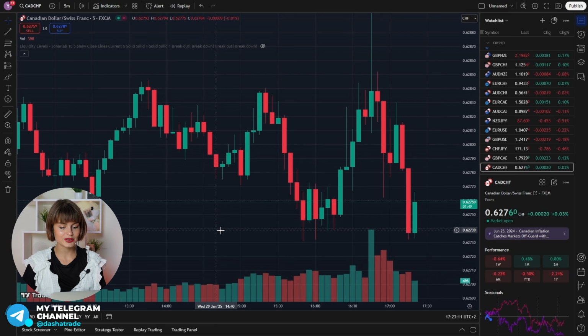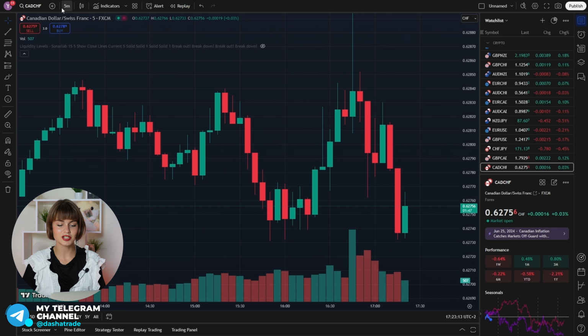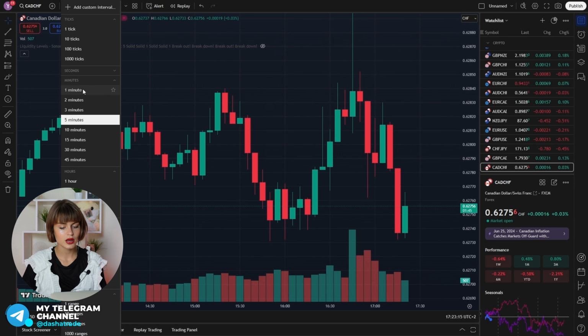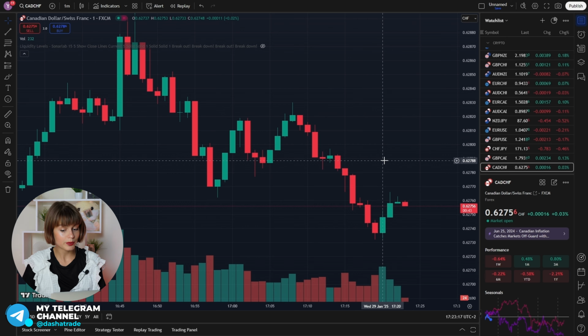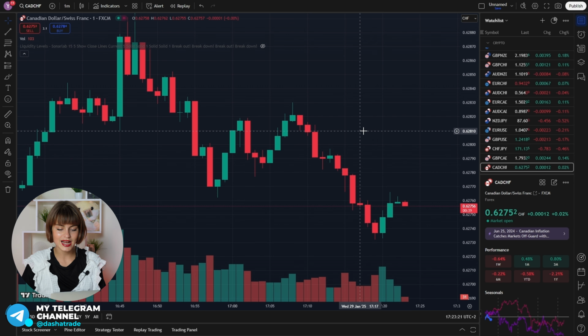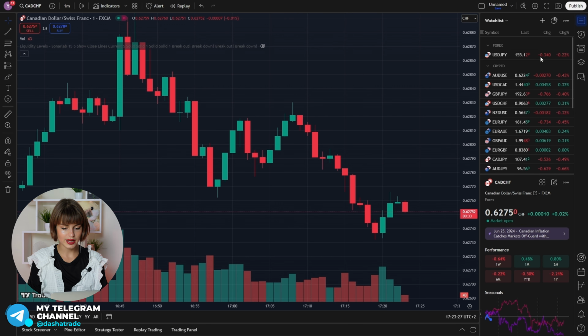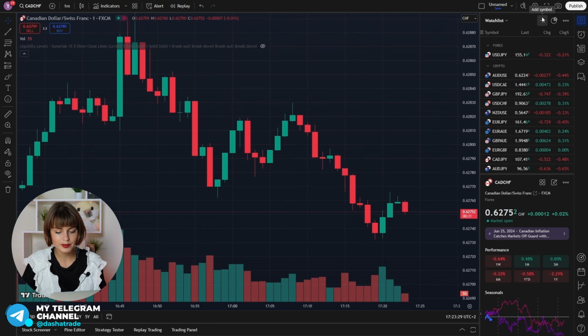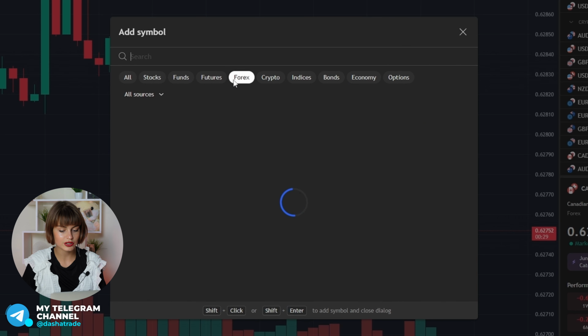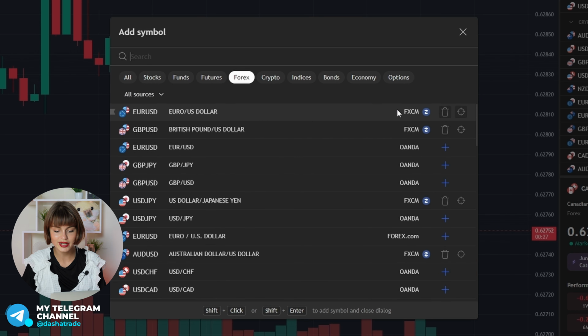So I switched to the TradingView platform. This is the largest platform for chart analysis, which is used by a significant number of traders. If you're on this platform for the first time, it's possible that the currency pairs we need will not be applied. To apply them, we click the plus sign in the upper right corner. Here, select the Forex section and add the currency pairs with FXCM as a quotation provider.